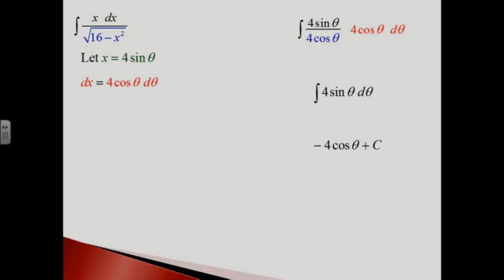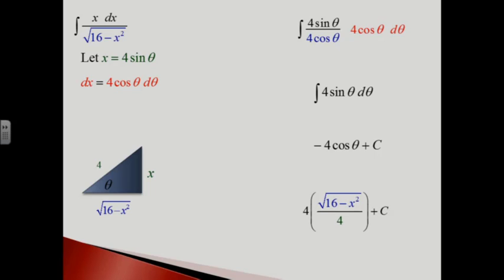Now to write the results in terms of x, we set up a reference triangle with one leg of x and hypotenuse of 4. Notice that for this triangle, x equals 4 sine theta. The other leg is square root of 16 minus x squared. So cosine of theta equals 1/4 of square root of 16 minus x squared.